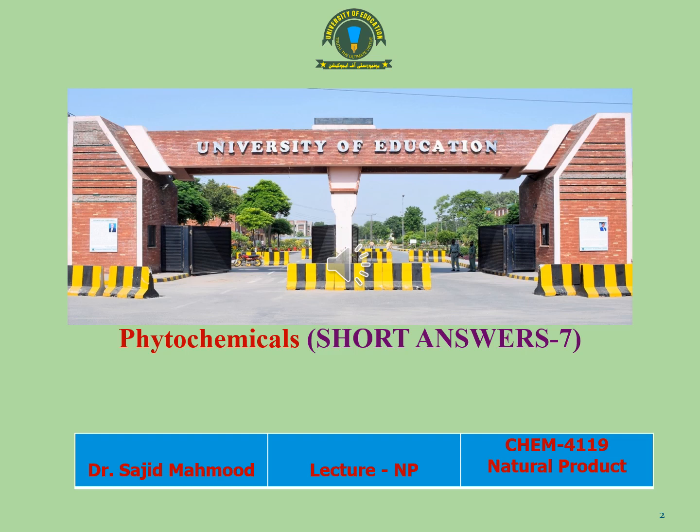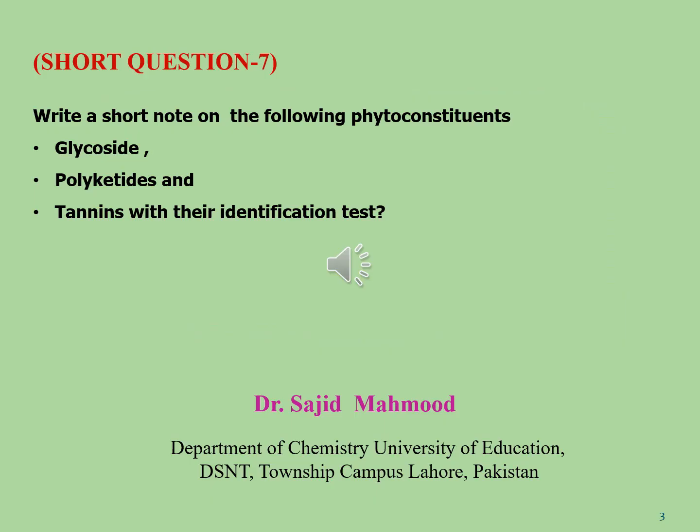Today we are talking about phytochemicals, in which we will discuss short question answers regarding the course of natural product that is relevant to the Chem 4119. Let's see short question number 7. Write a short note on the following phytoconstituents, that is glycosides, polyketides, and tannins with their identification test.